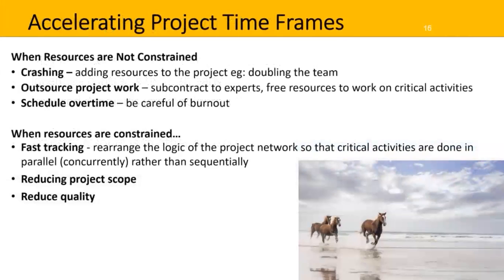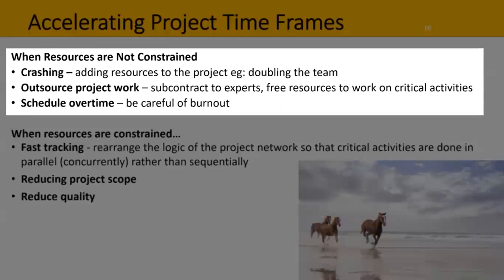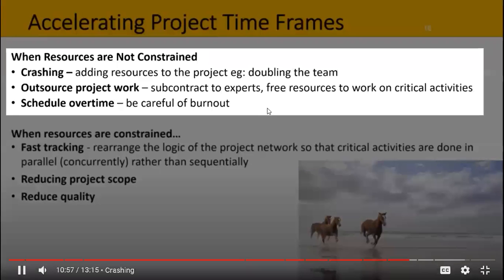There are a few options for reducing that time frame. When resources are not constrained, you might try crashing. That is, adding resources to the project. For example, you might double the size of the team. However, just be aware of the law of diminishing returns, which means just because you double the team, it doesn't mean you'll get it done 50% faster. You might also outsource some or all of the project work. So by subcontracting to experts, they can get things done faster and potentially better. And this also will free up your resources to work on critical activities.